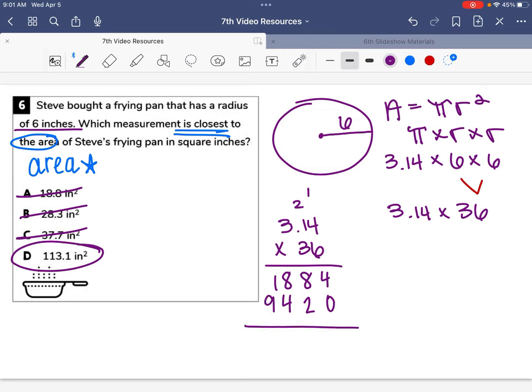So now I just find the sum of my partial products. So 4, 8, and 2 makes 14. 8, 4 plus 1 is 13. And 9 and 2 more is 11. So we get 113.04, which again is very close to the estimation of 113.1 inches squared.